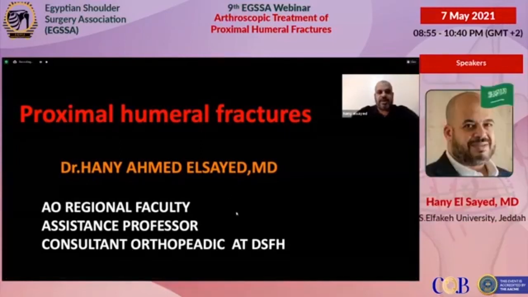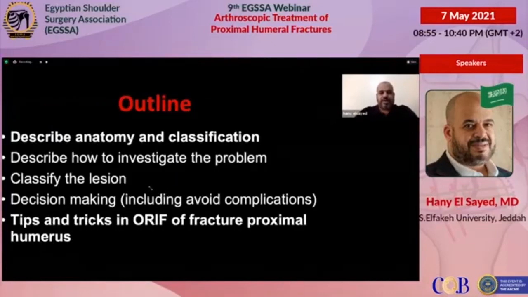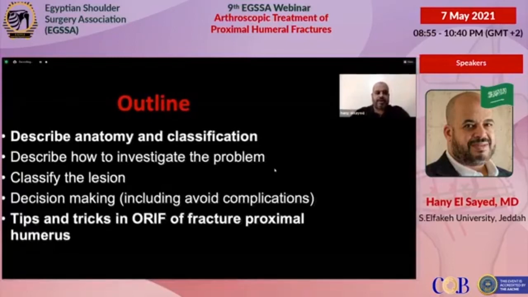My talk today is about proximal humeral fractures, options, and management. Outline: I will describe the anatomy and the classification in brief. I will describe how to investigate the problem and classify the lesion. And decision making, including how to avoid complications, and some tips and tricks on ORIF of fractures of the proximal humerus.